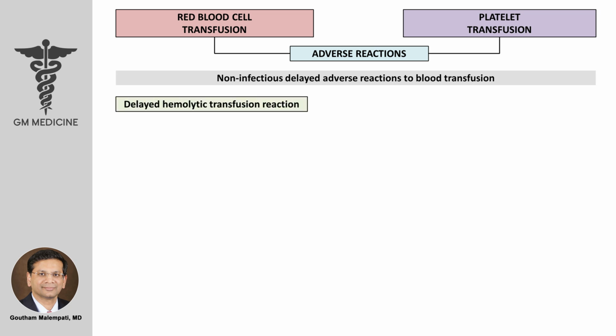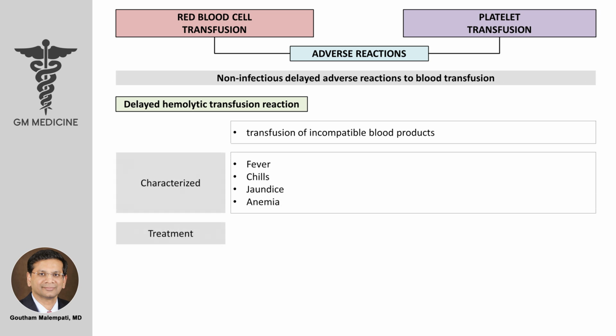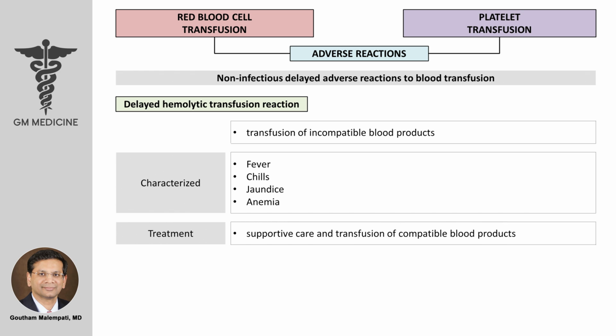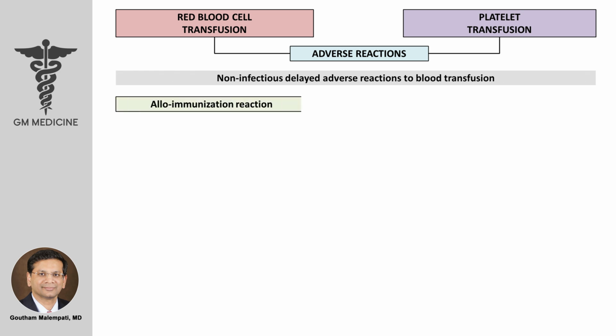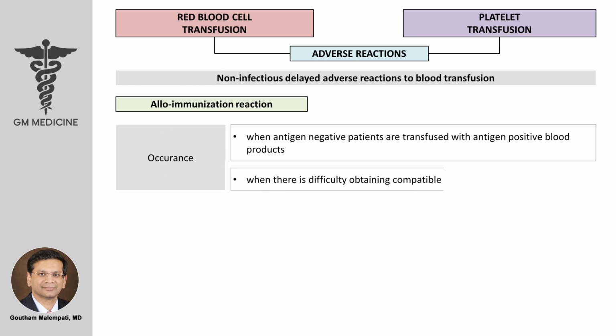Delayed hemolytic transfusion reaction is due to transfusion of incompatible blood products, resulting in fever, chills, jaundice, anemia. Treatment includes supportive care and transfusion of compatible blood products. Alloimmunization occurs when antigen-negative patients are transfused with antigen-positive blood products. It occurs when there is difficulty obtaining compatible blood products.